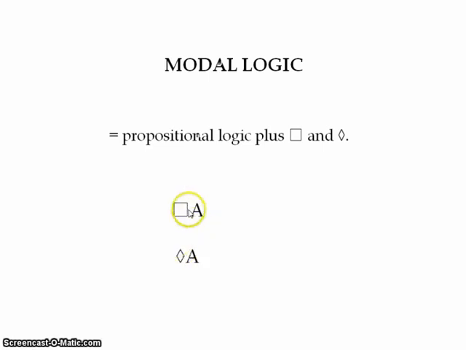And these are actually interdefinable. So box A can be defined as not diamond not A, and diamond A can be defined as not box not A. So we actually only need one of these, but it's helpful to have both the box and the diamond.